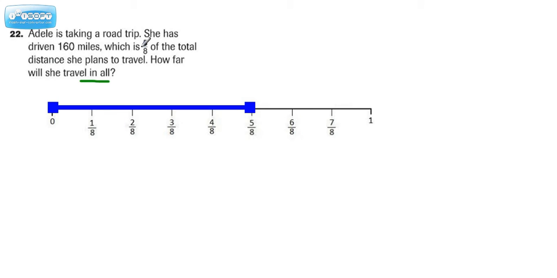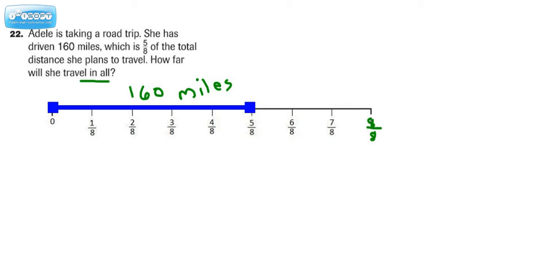So basically, we know that she's gone this far, right? And that's equal to 160 miles. And what they want to know is what's the length of this entire line. In other words, all of the trip, or the whole trip. 8/8 of the trip is the entire trip.